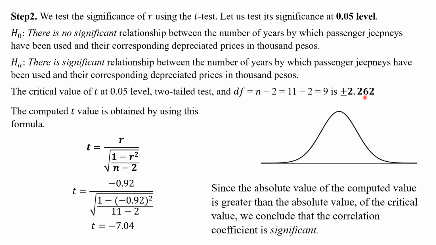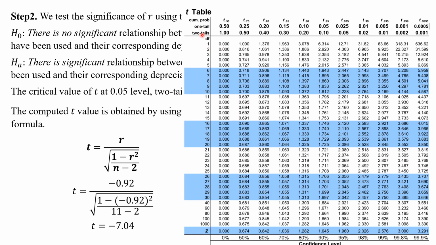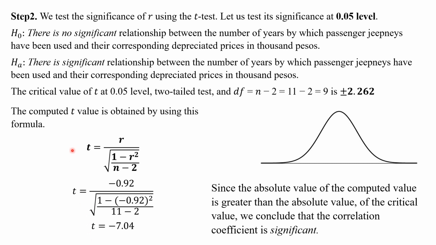Saan nakuha si 2.262? Doon po sa ating table. Ang kailangan natin doon is yung level of significance na 0.05 and then yung ating DF. Nandito po yan. Since two-tailed tayo, dito tayo titingin sa two-tailed. Then, hanapin sa 0.05. Ito po yan. Then, yung DF natin is 9. Saan magmi-meet yung dalawa? Doon sa 2.262. So, kaya yung ating critical value is positive and negative 2.262. Gagamit lang tayo nung etong table.